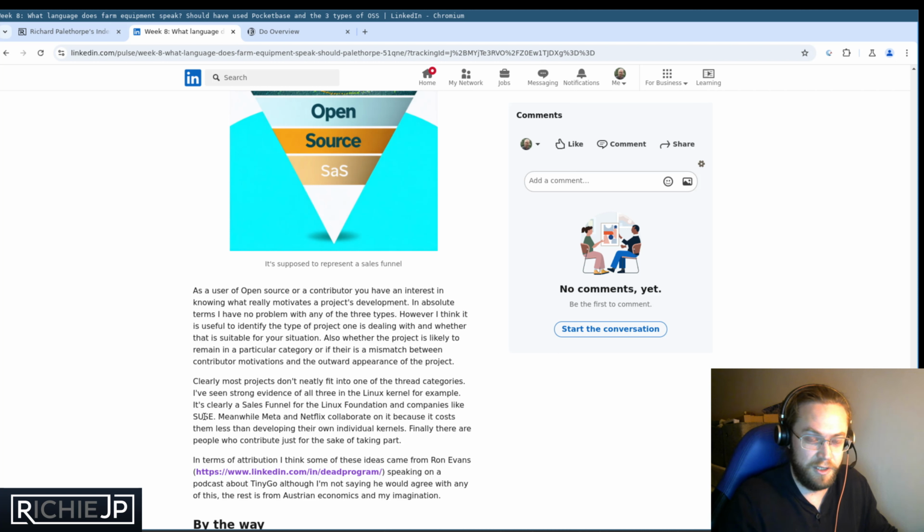This is actually the Linux Foundation's product, which is, you get your project in there and it gives it the Linux Foundation stamp of approval and gives it some legitimacy, or a lot of legitimacy. And there is a whole long process to do that and get your project in there, but basically you have to have the cash to do that, or get someone to sponsor it with deep enough pockets anyway. Meanwhile, Meta and Netflix collaborate on it because it costs them less than developing their own individual kernels.